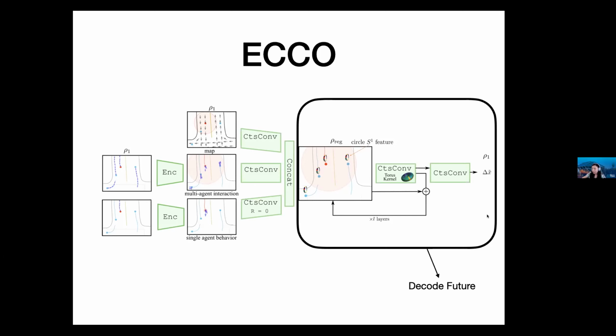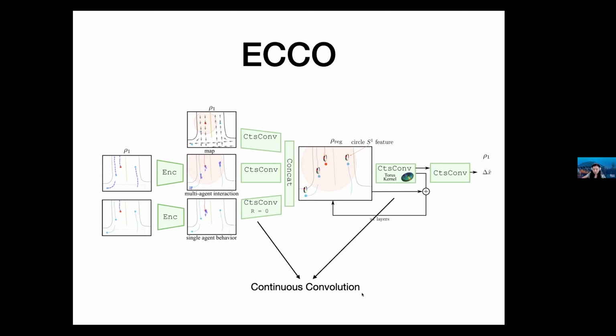And then this part of the model decodes the future, which generates the future forecast of the trajectories given the encoded hidden features. For the encoder and the decoder, we use continuous convolution to ensure the entire neural network is rotation equivariant. So that basically constructs the whole model, and that's our model, also known as ECHO.